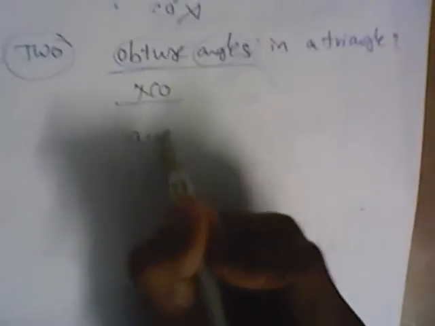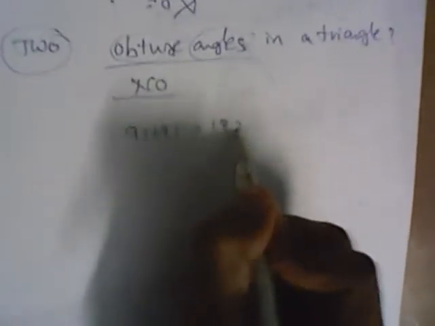Next question: two obtuse angles in a triangle. Is there any possibility? No. Simply we can say no, because there is no chance of two right angles in a triangle. Then how can I put two obtuse angles in a triangle? No. Obtuse angles mean at least 91, so 91 plus 91 is 182. The sum of two angles itself is equal to 182 degrees. It's absolutely wrong.